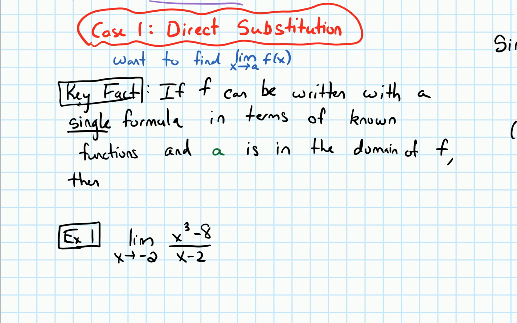In this video, we're going to talk about the first of 4 cases when we want to find a limit as x approaches a of some function f of x. And the first case is called direct substitution, and this is the easiest. So the key fact that this method is going to rely on is the following.